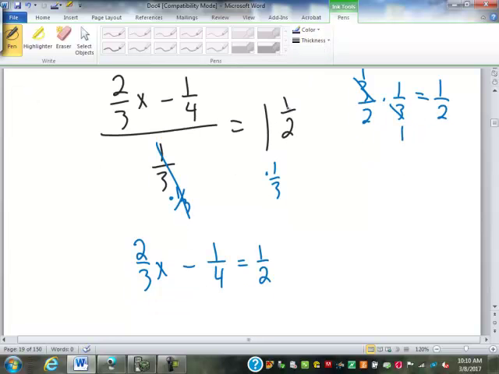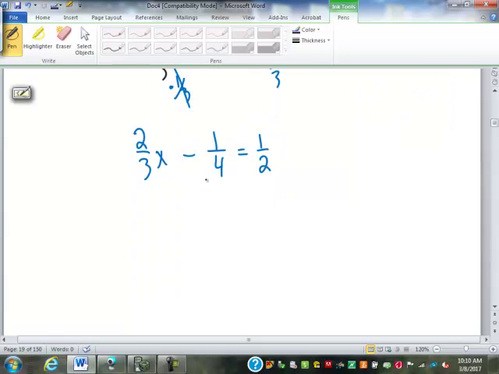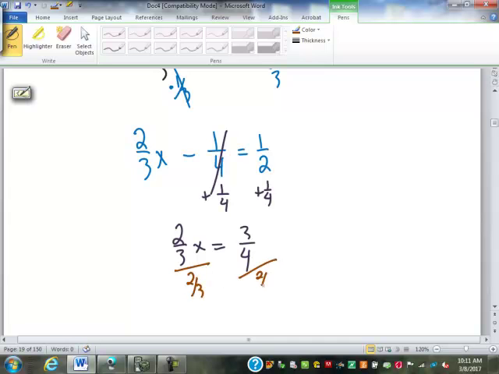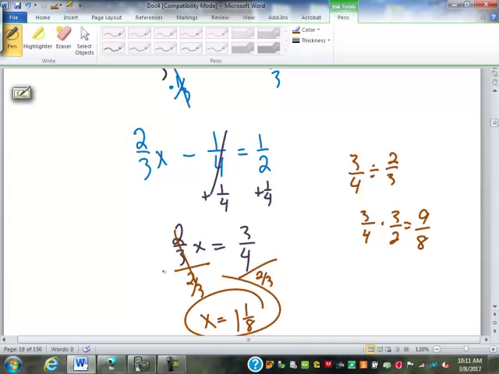Now what? Add a 4th. 2/3 x equals 3/4. And then divide by 2/3. 3/4 divided by 2/3 is 3/4 times 3/2, which is 9/8, or 1 1/8.